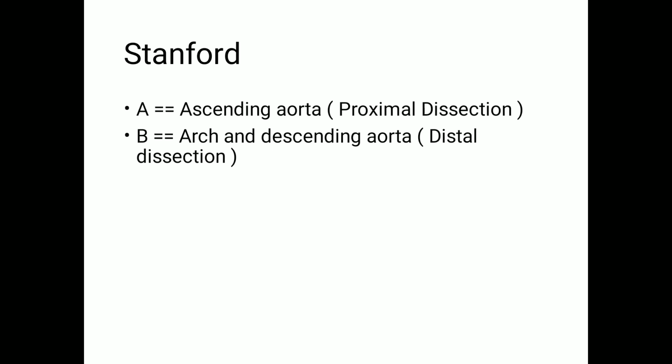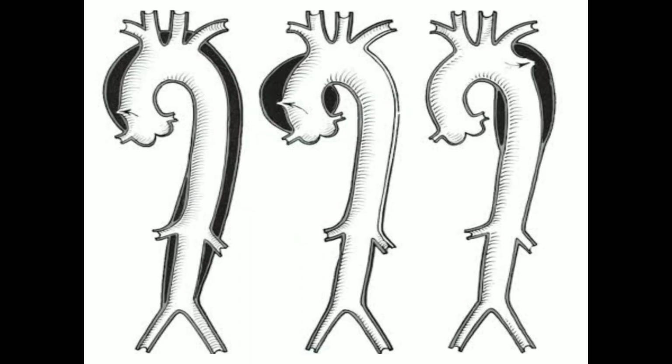This is the Stanford classification, which classifies the dissection into two types, type A and type B. Type A, proximal dissection, and type B is distal dissection. Ascending aorta involvement is A, and from the arch of aorta to the descending aorta is B, based on where the intimal tear occurs. When the intimal tear occurs in the ascending aorta, it is called type A, and when it occurs in the arch or descending aorta, it is called Stanford B.